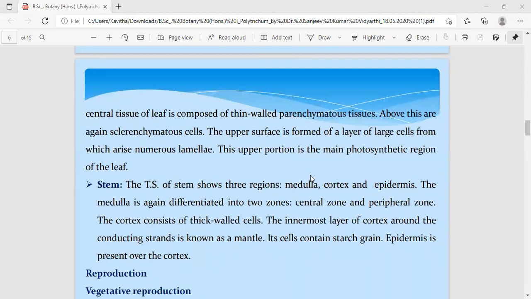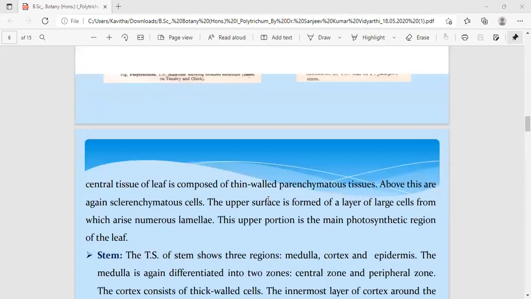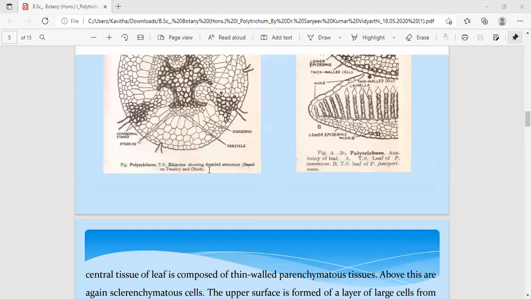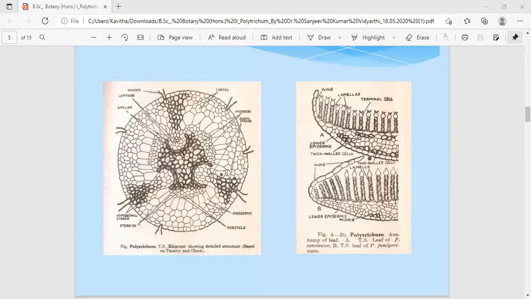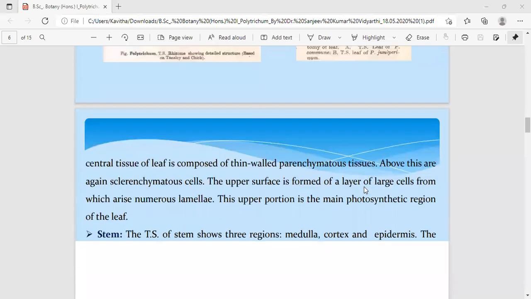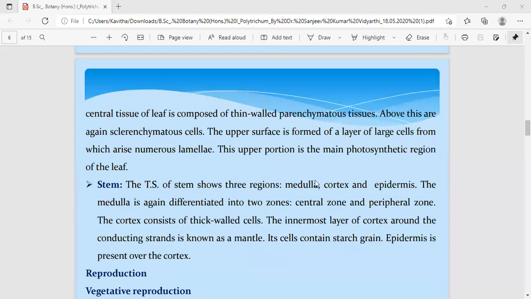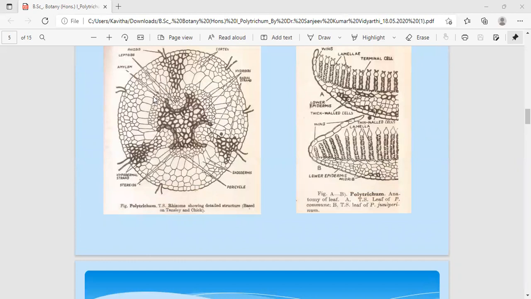Now next, when we go for the transverse section of the stem, or I'm also calling that the rhizome. We are not calling it a stem exactly, but in Polytrichum we have to call it the rhizome. So when we talk about the transverse section, it shows three regions: central medulla, surrounded by cortex, and the outermost epidermal tissue, or the epidermis. So here, these are the three layers. This is the outer epidermis, this is the cortex region, and this is the central medulla.